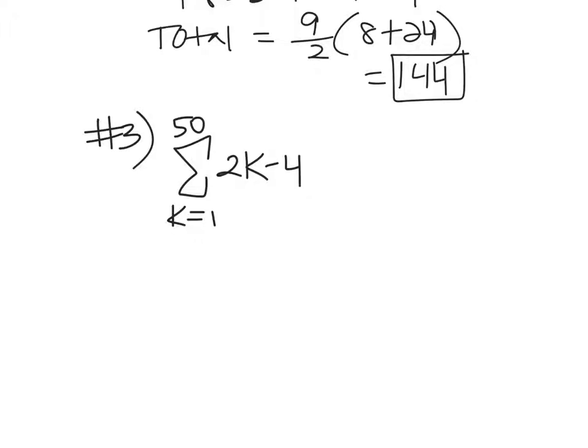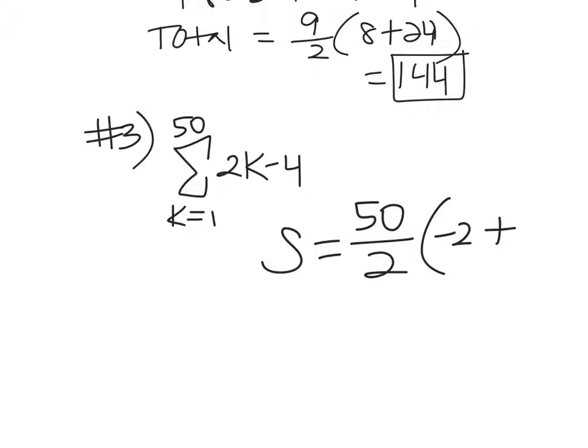Okay, this is arithmetic because it's linear. See, 2k minus 4, that's linear. Slope's 2, y-intercept's -4. So let's plug this in. The sum is equal to, we have 50 numbers from 1 to 50. My first number is to plug in 1. What do you get when you plug in 1? -2. And my last number is plugging in 50, which would be? 96. Good. Perfect.